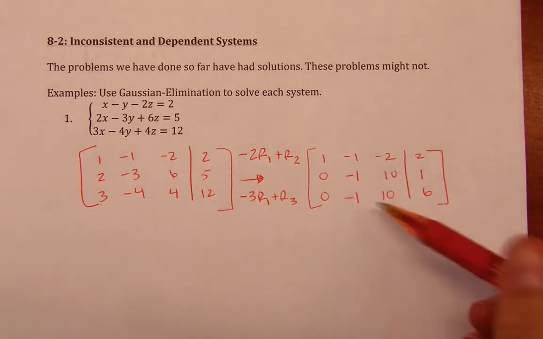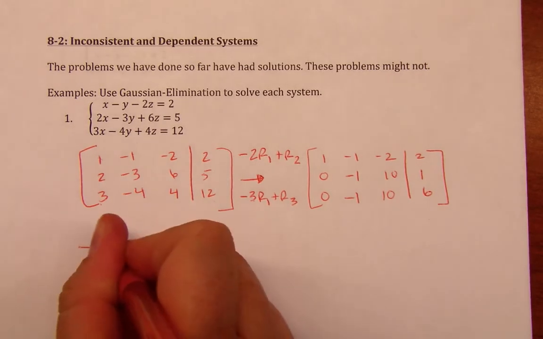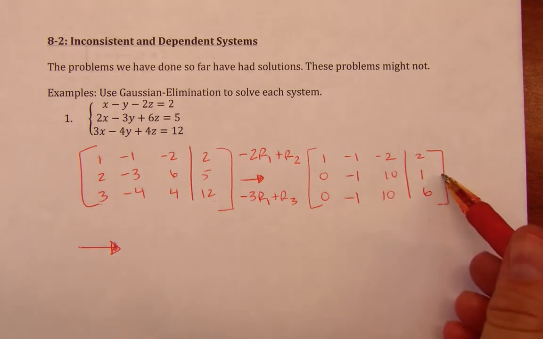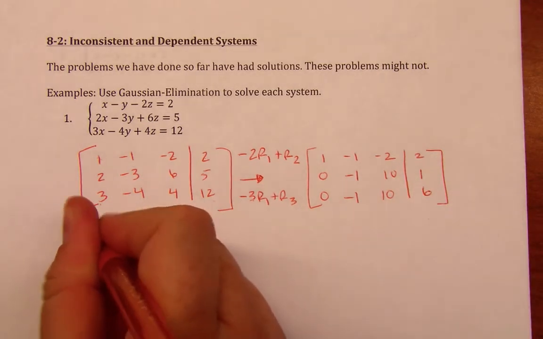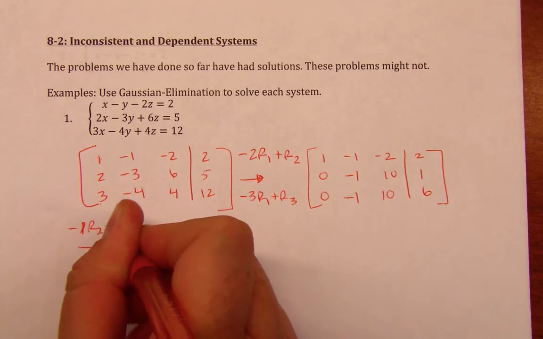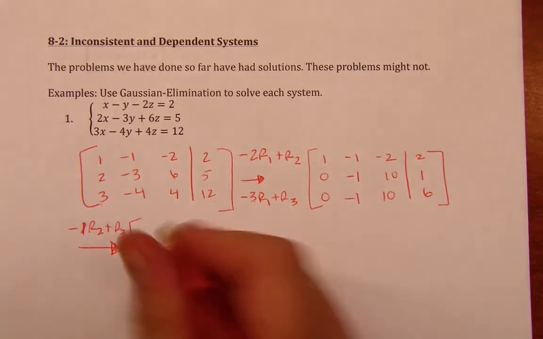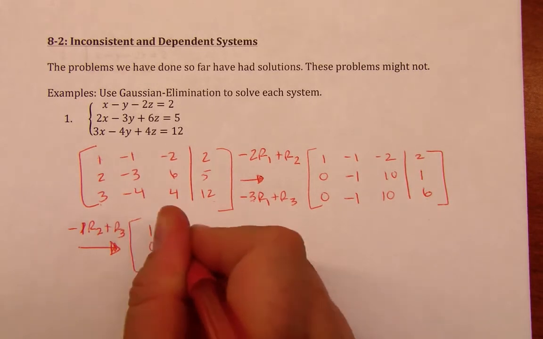Now already I can kind of start to see something interesting happening here, but I'm going to take this one step further just to get it into the form we're looking for. I'm going to multiply -1 times row 2 and add it to row 3. Okay, so rows 1 and 2 did not change, so let me go ahead and copy those.